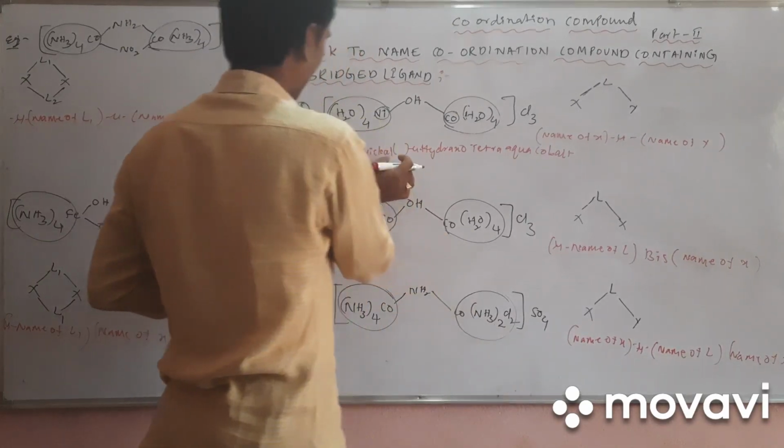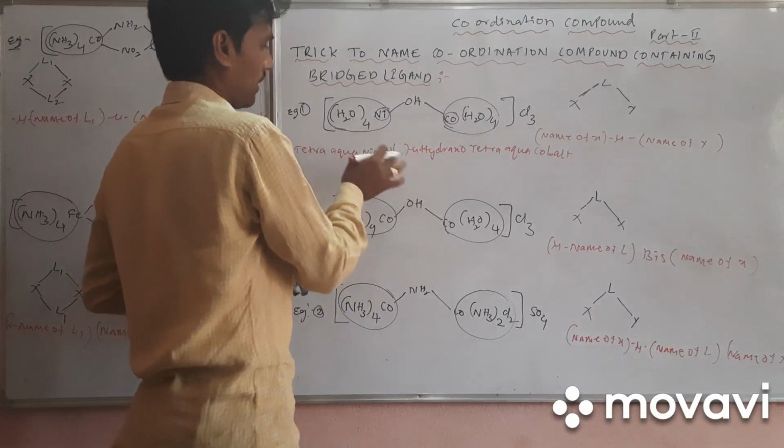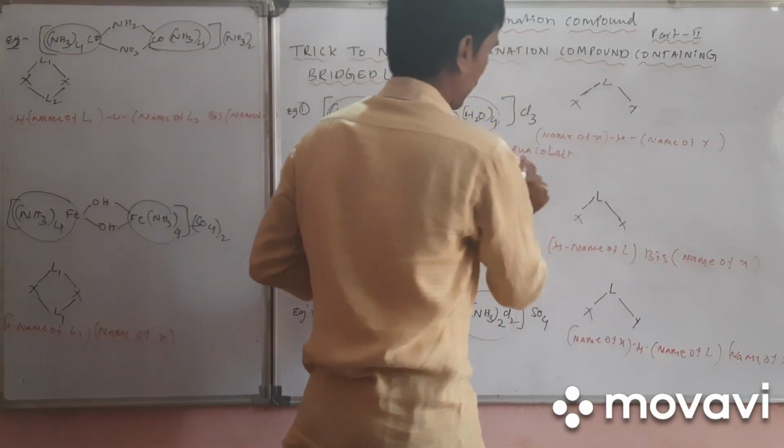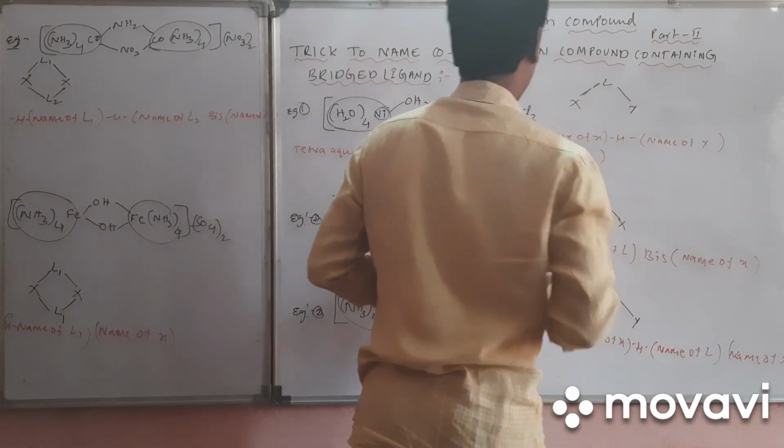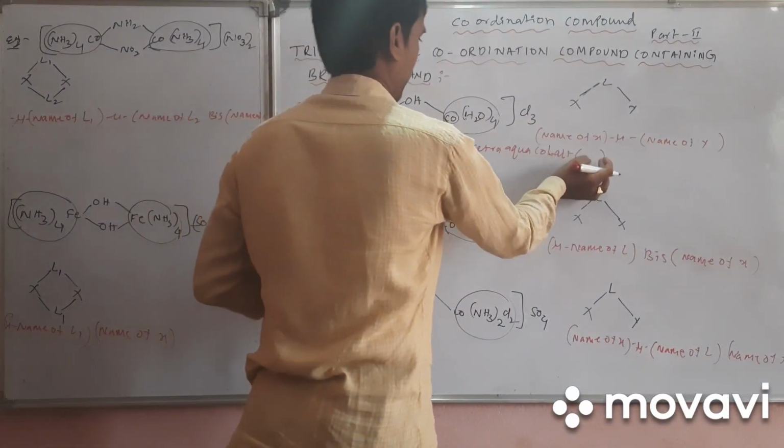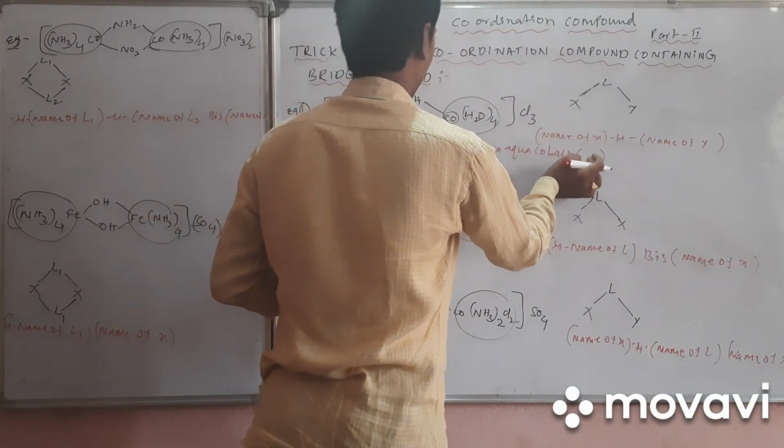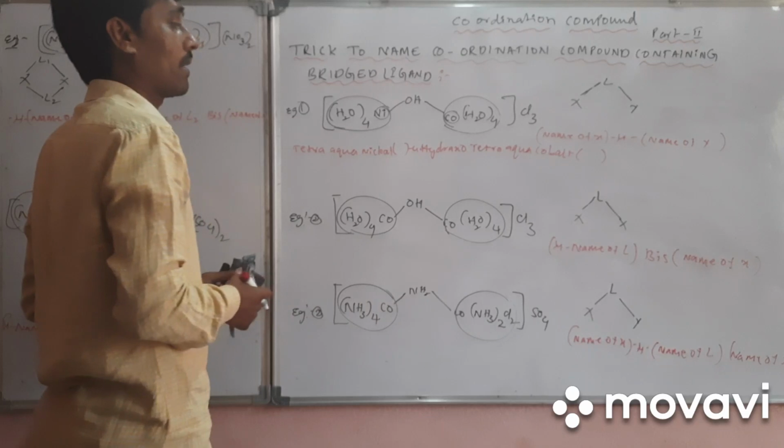How to calculate the oxidation number, I will teach after. Next, cobalt, bracket. In this bracket we can write the oxidation number. How to calculate the oxidation number?